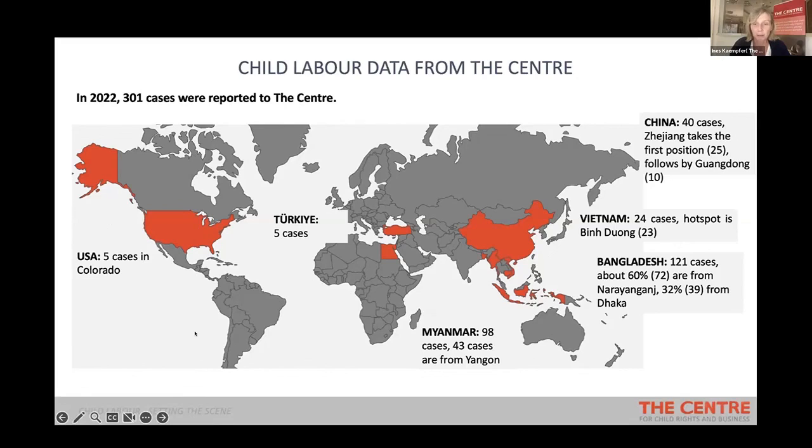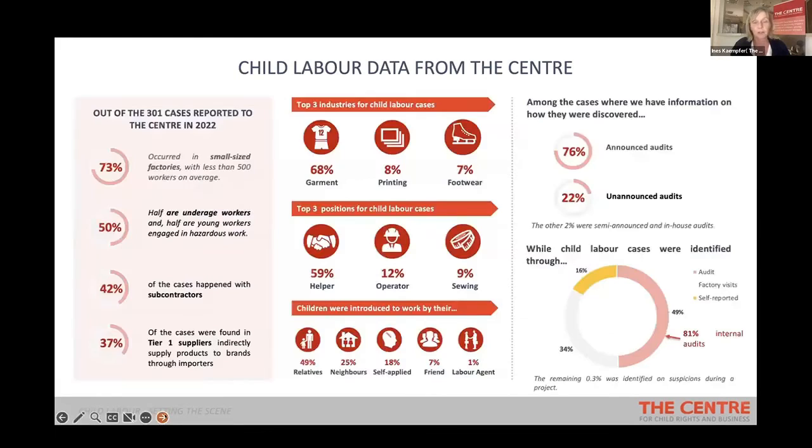You can see a very high number of cases in Bangladesh in particular, but also in Myanmar, in China, and significant numbers as well in Vietnam. And just towards the end of the year, we've actually been called in, and this number has increased in the meantime, to cases that have happened in the US. I'm not going to go through all the numbers. This is our report, which we can also share with you. But you can see it's very spread out.